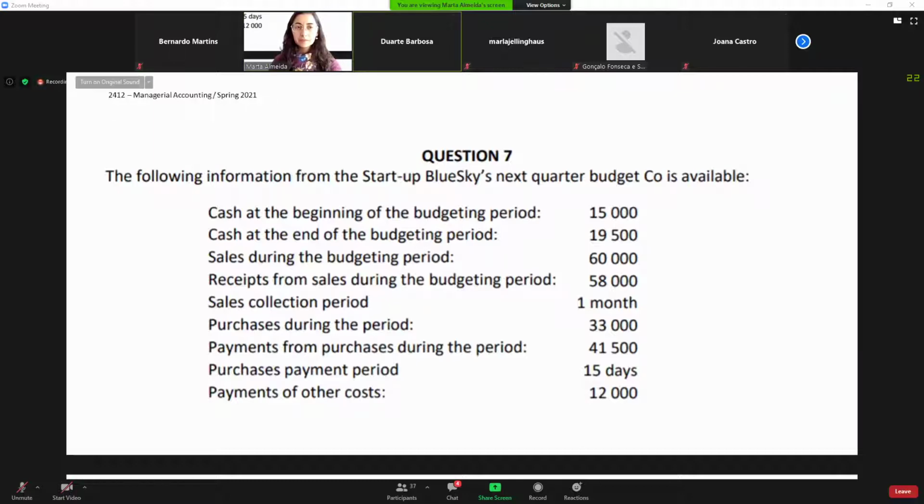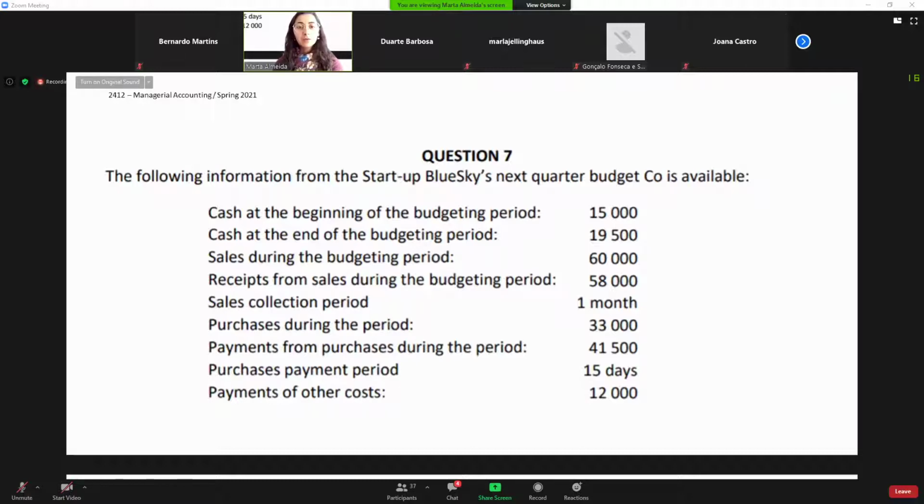The sales during the period, the receipts from sales in the sales collection period. Okay, very good. So we have sales during the period, 60,000. It says that we have receipts during the budgeting period. So this is all expected information. So this budget is expected, what we expect to happen. So we expect to sell 60,000 worth of products.